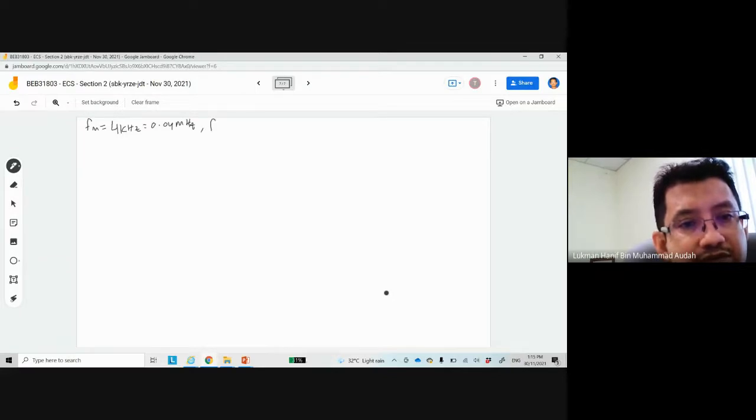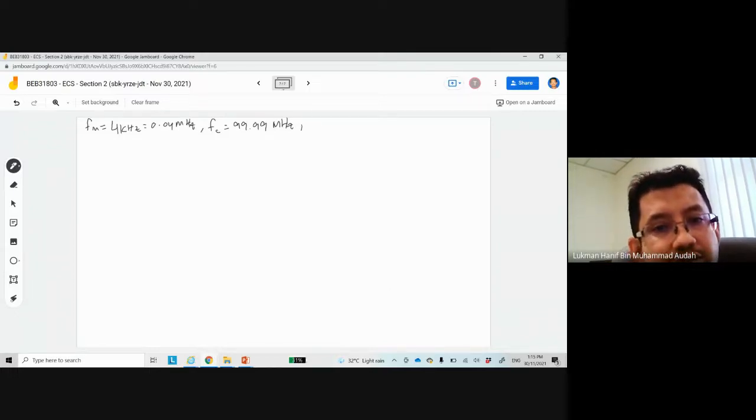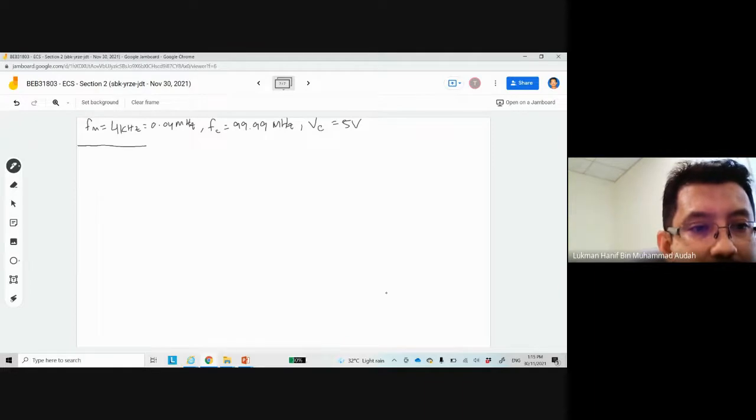Okay, so FC is equal to 99.99 megahertz. And we already know how much VC is. VC is given in the question, which is 5 volt. Now, in order to determine the amplitude, we need to make a table.